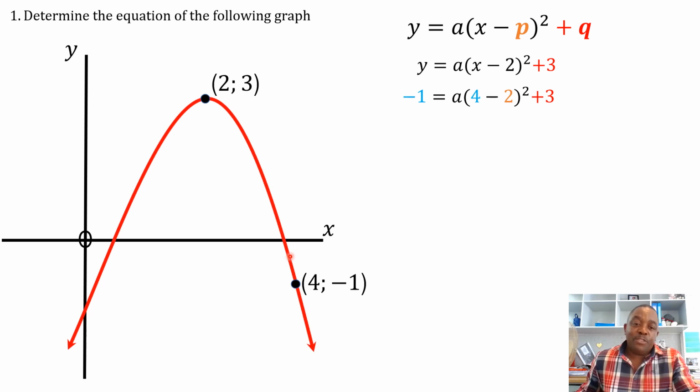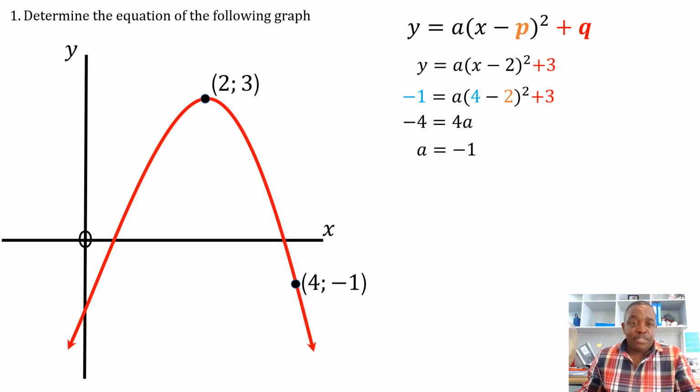The next thing is always to substitute an extra point somewhere else on the graph, where we can see the x is 4 and the y is -1. The only thing we're left with now is to solve and find the value for a. Simplify, ultimately get that, and your a is equal to -1. Now really it's pretty easy.